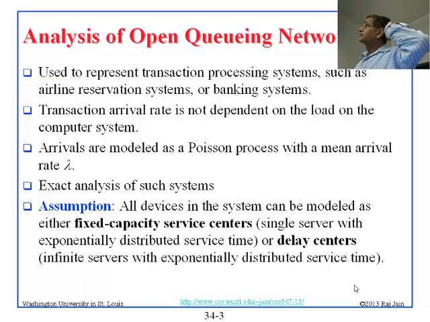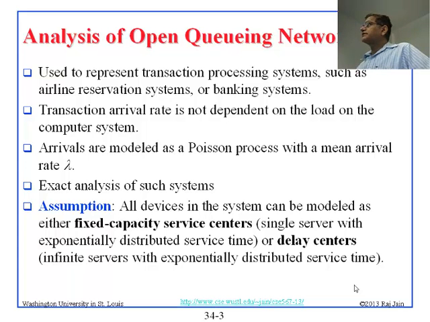An open queuing network can represent transaction processing systems such as airline reservation systems and banking systems and so on and so forth. Transaction arrival is not dependent upon the load, and the arrivals are modeled as a Poisson process. Right here we begin with the assumption. Poisson process means what? Exponential inter-arrival times. All right? And so the mean arrival rate is lambda.